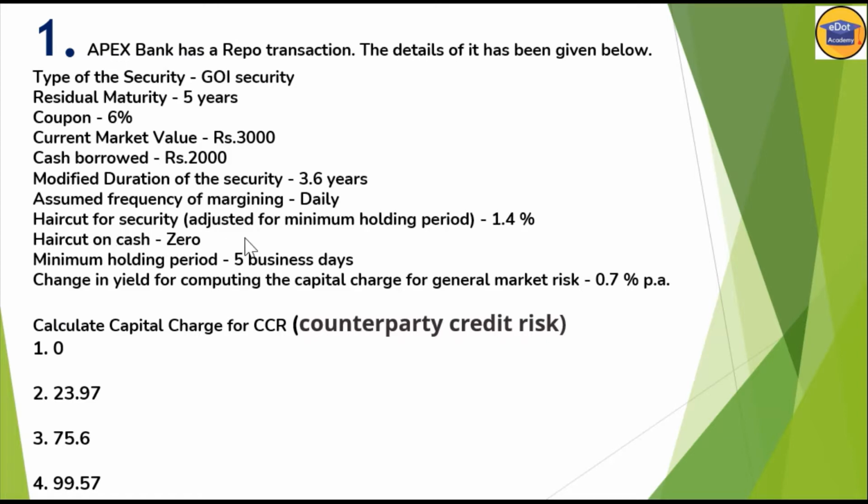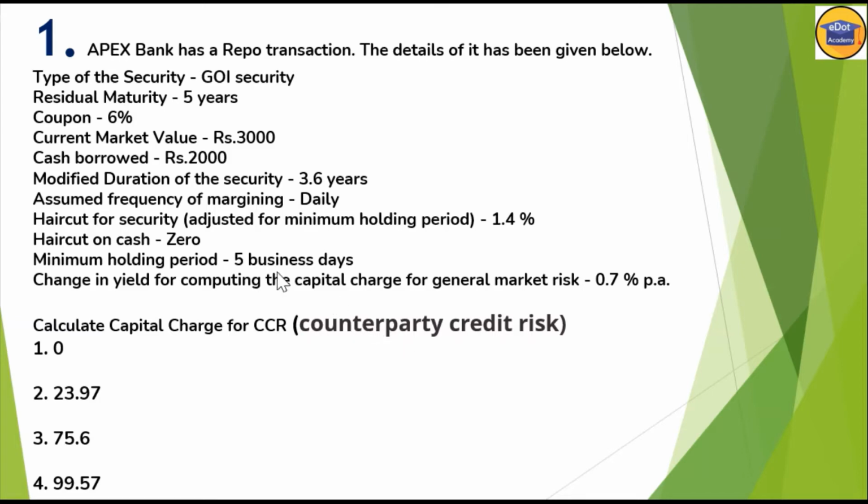Haircut for security is 1.4%. Haircut for cash is 0. Minimum holding period is 5 business days. Change in yield for computing the capital charge for general market risk is 0.7% per annum. So here the first question, calculate the capital charge for CCR, means counterparty credit risk. What is the capital charge for the counterparty risk?